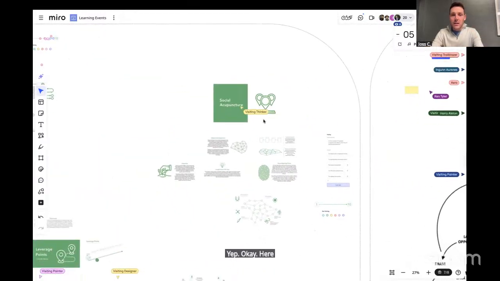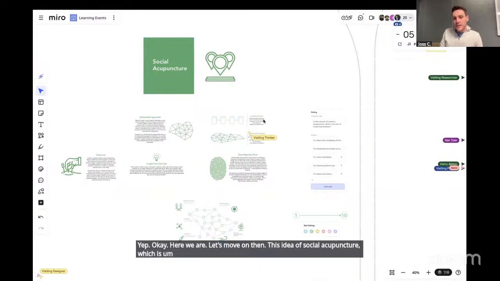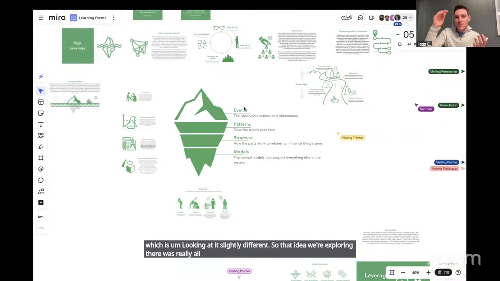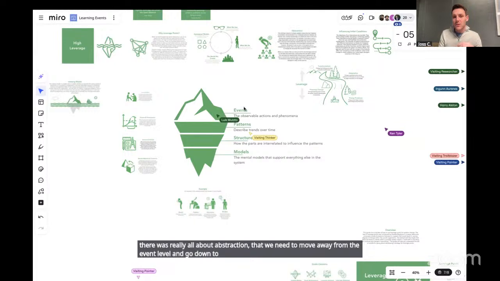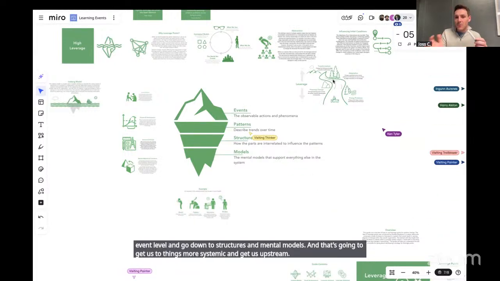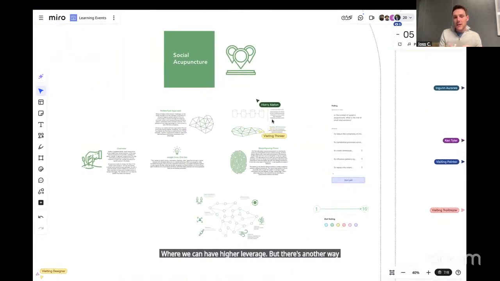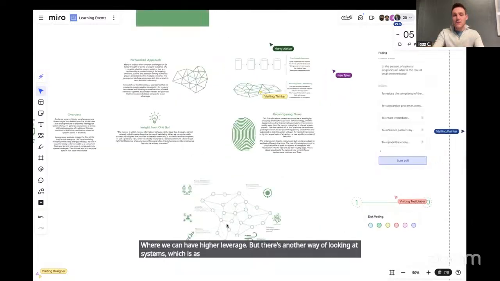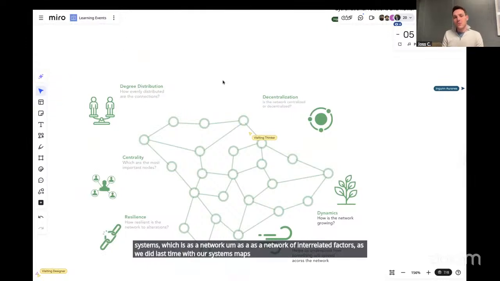Let's move on then. This idea of social acupuncture is looking at it slightly differently. The idea we were exploring there was all about abstraction, that we need to move away from the event level and go down to structures and mental models, and that's going to get us to things more systemic and get us upstream, where we can have higher leverage. But there's another way of looking at systems, which is as a network of interrelated factors, as we did last time with our systems maps. So we want to look at this also.